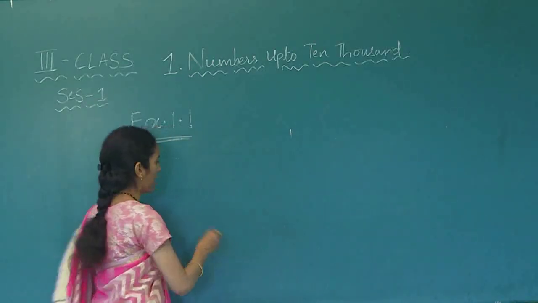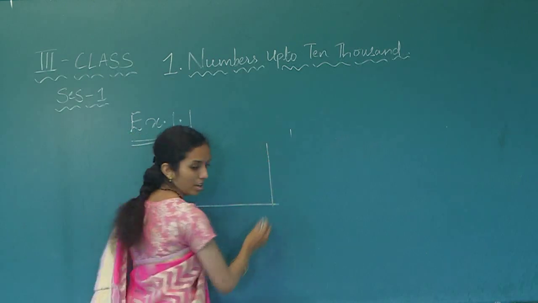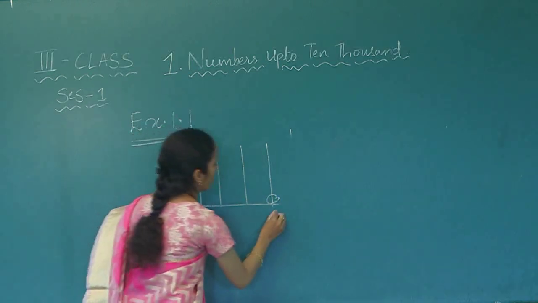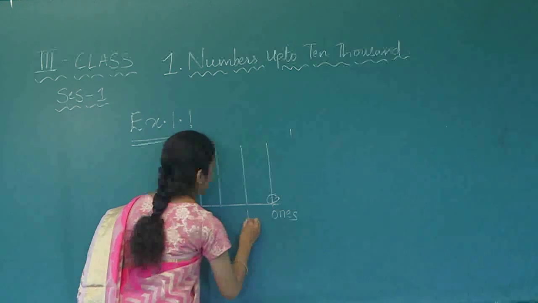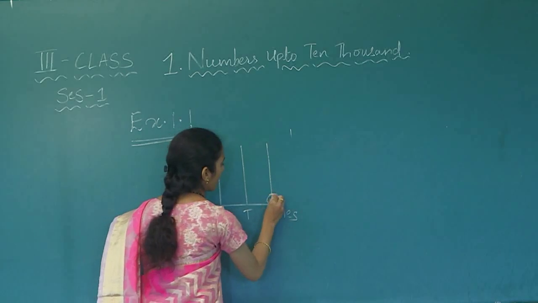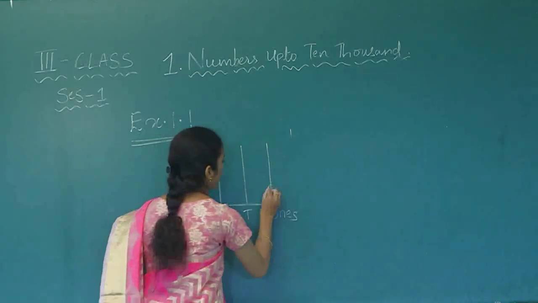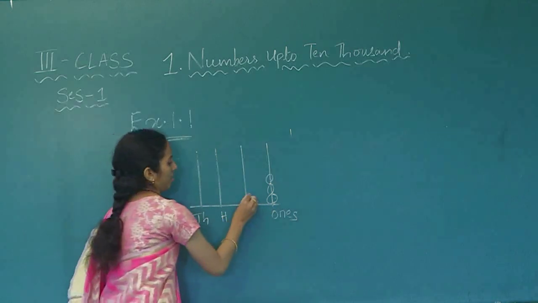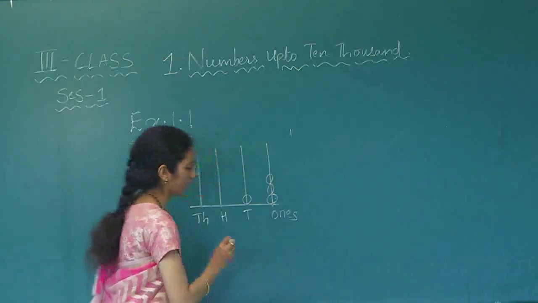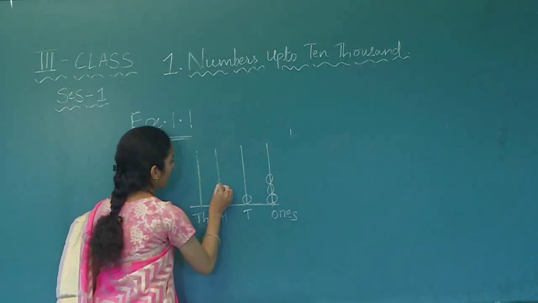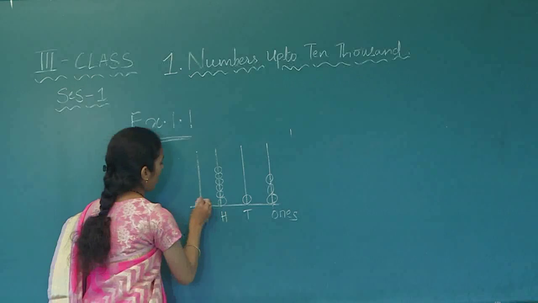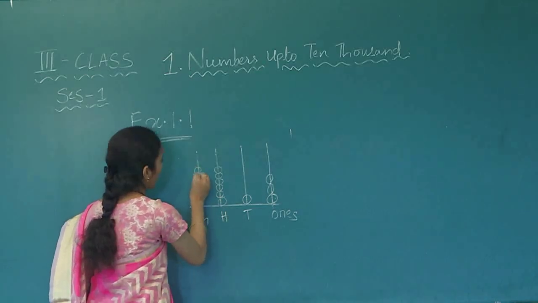The first abacus is representing like this. There are 4 spikes on it. First, what we have to do? We have to write place values, ones, tens, hundreds and thousands. So, first, how many beads are there in ones place? There are 3 beads. Tens place 1, and hundreds place 1, 2, 3, 4, 5, 6. And thousands place also 6.